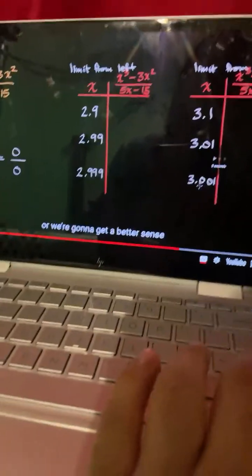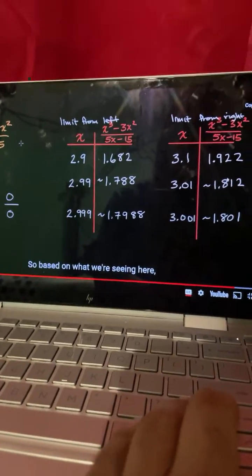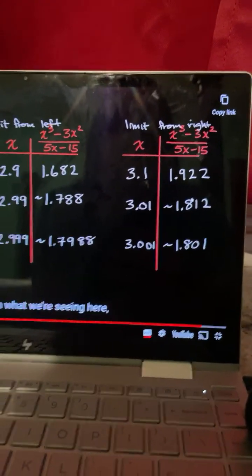So, we can skip this video if we wanted to. Based on what we're seeing here, from the looks of it, it could approach 1.8.